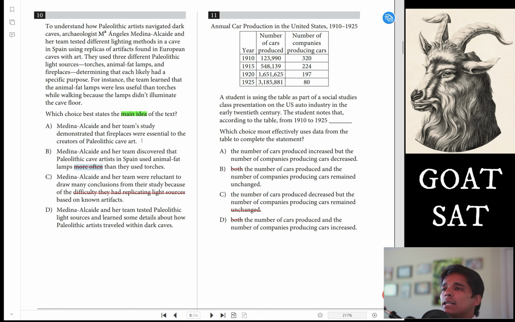And A is interesting because it almost sounds like a main idea, but they didn't demonstrate anything essential. If it said that they demonstrated it was essential, that might be true, but they never said the word essential. They never even alluded to the idea, so it probably can't be that either. We're really only left with D, which is the correct answer.